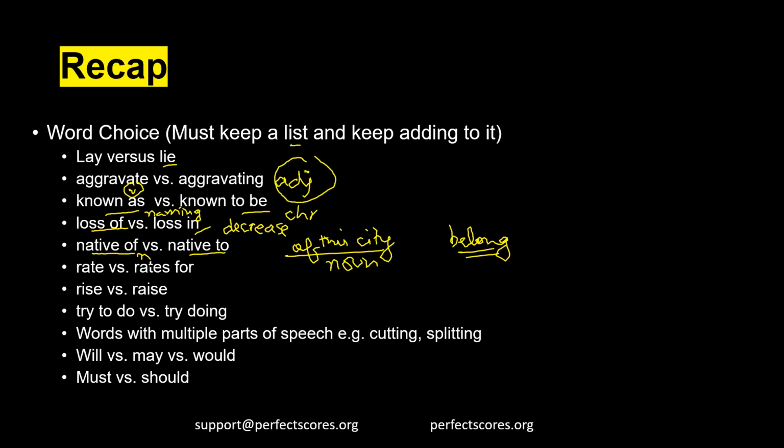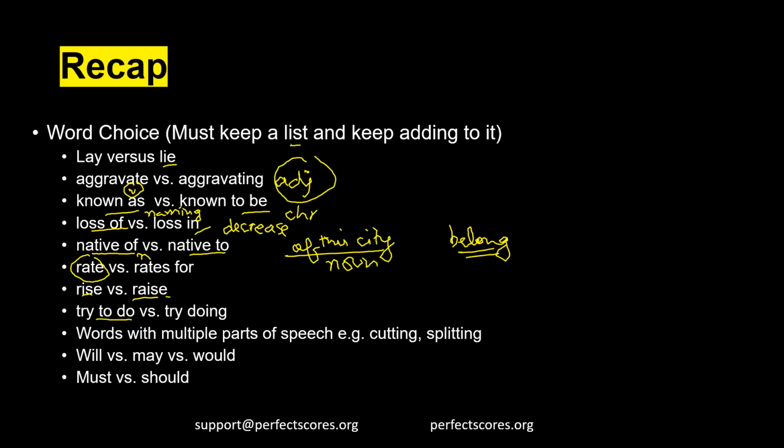Another one is rate versus rates. So rate would just be, for example, the speed, the rate of decrease or the rate of increase, speed and acceleration. Rates would be related to the prices for anything. What is the rate for this particular object? Rise versus raise is easy, so I'm going to leave that one out.